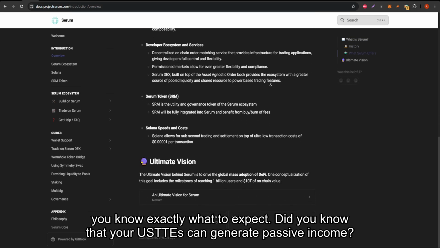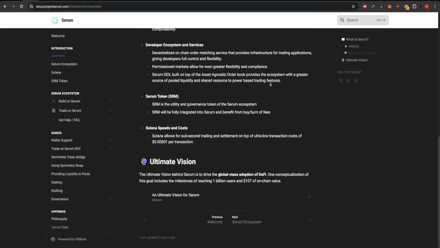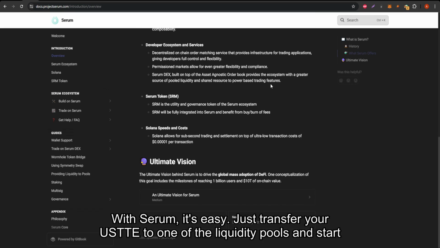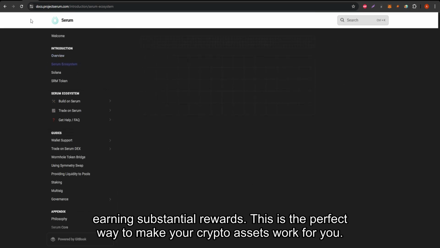Did you know that your USDTs can generate passive income? With Serum, it's easy. Just transfer your USDT to one of the liquidity pools and start earning substantial rewards. This is the perfect way to make your crypto assets work for you.